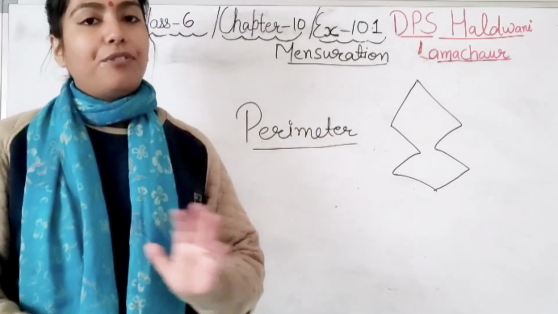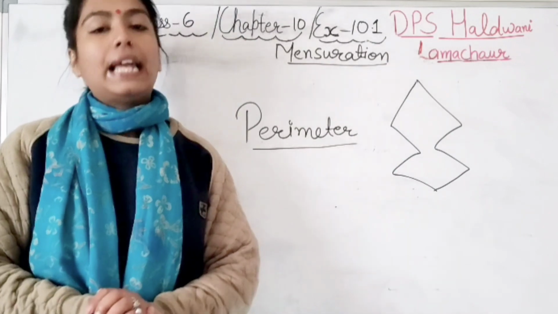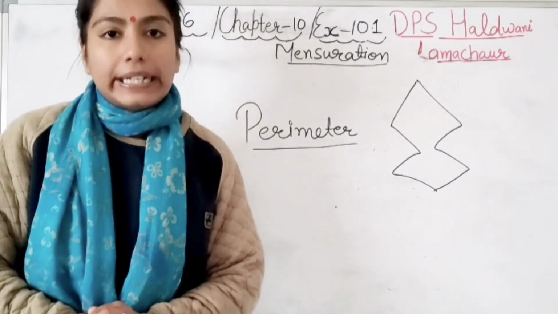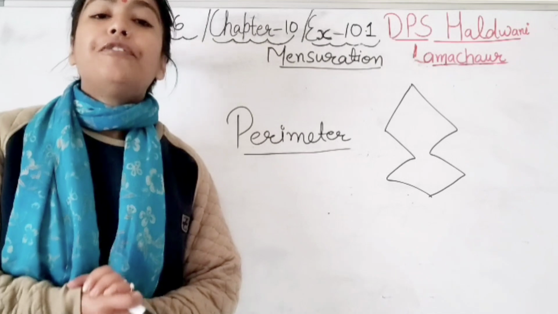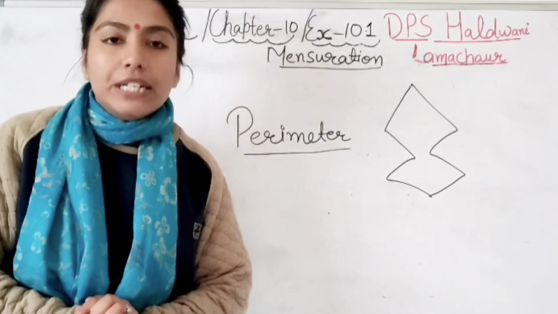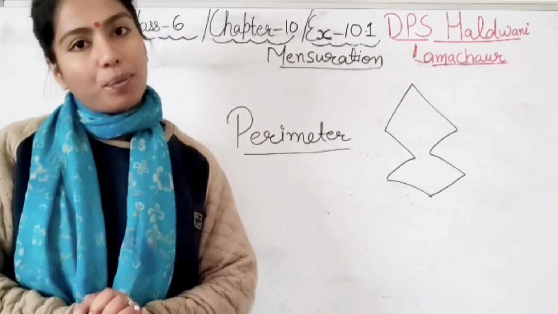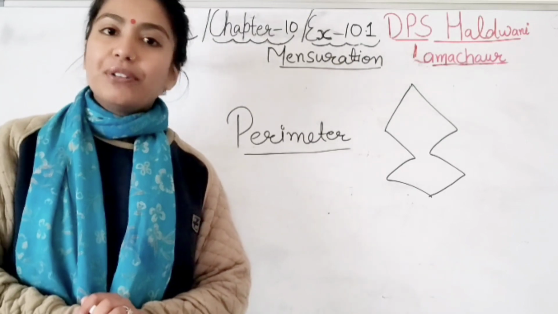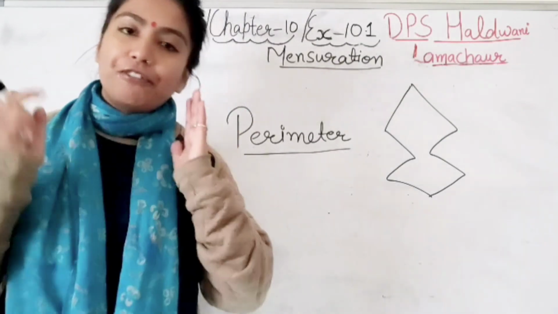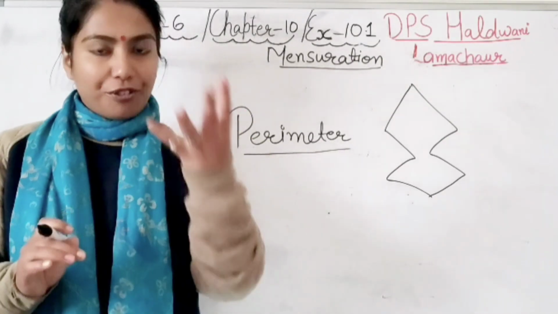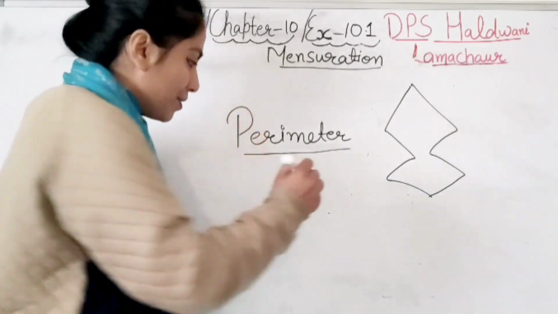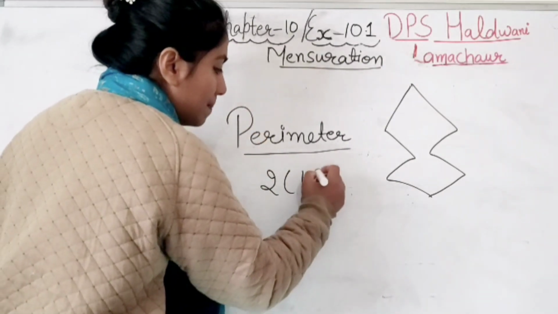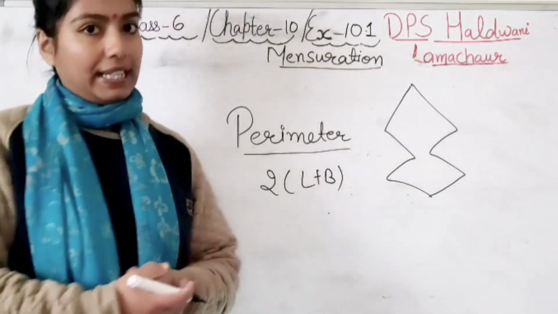Right student? And for the particular figures like square, rectangle, triangle, so for the definite figure, definite polygon, we have a particular formula. And everyone knows about the formula. What is perimeter of rectangle? How many sides? 4 sides. 2 length and 2 breadth. So 2 into (L plus B) is the perimeter of rectangle.